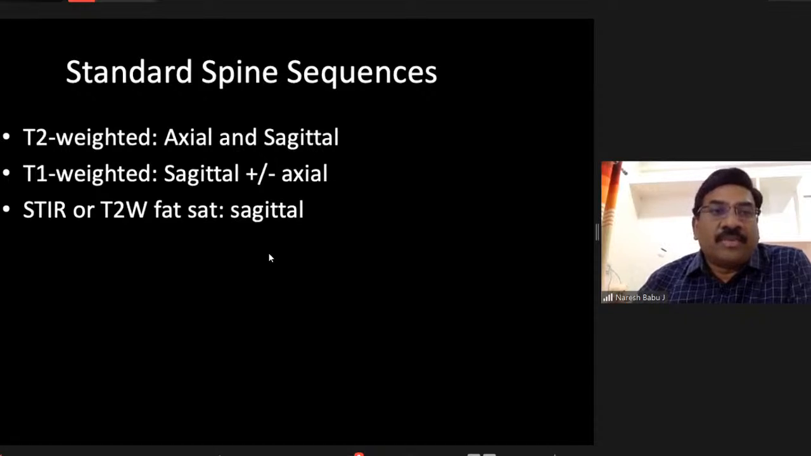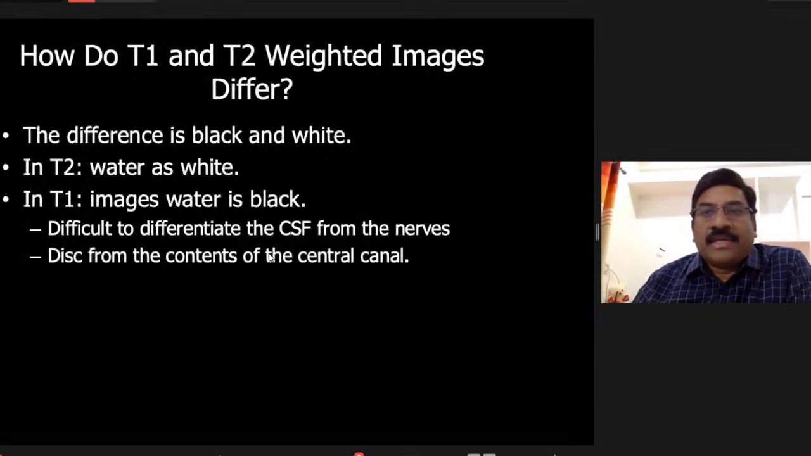Anatomy is well seen on T2 images, and T1 weighted images are the most important for pathology identification, with fat suppression or STIR images in additional cases. So how do we differentiate between these two images, T1 and T2? The only difference between T1 and T2 is the black and white.